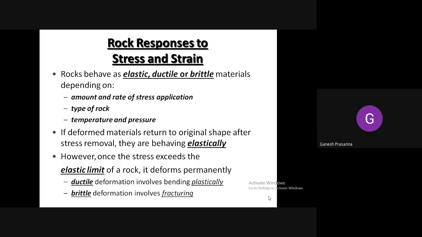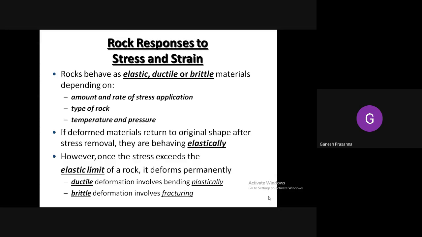If the deformed material returns to its original shape after the stress is removed, that is, once the stress is removed, if the particles which were deformed initially come back to their original position, then they are said to be behaving elastically.